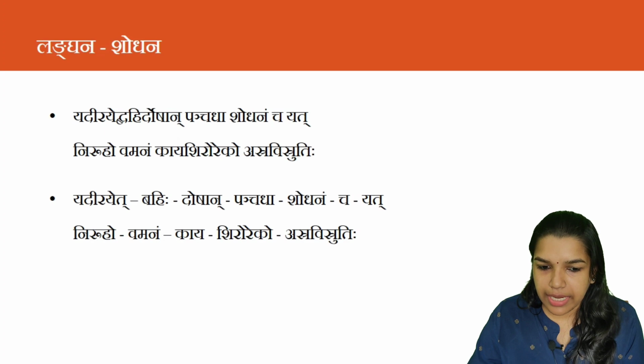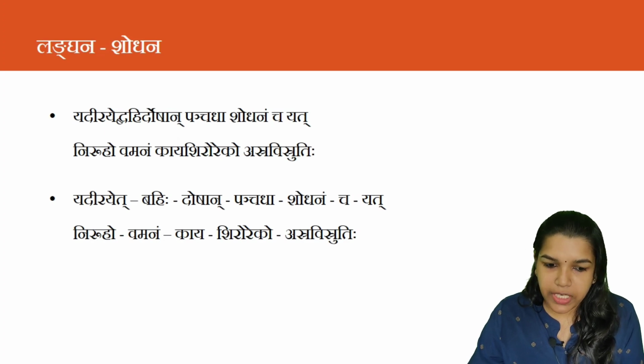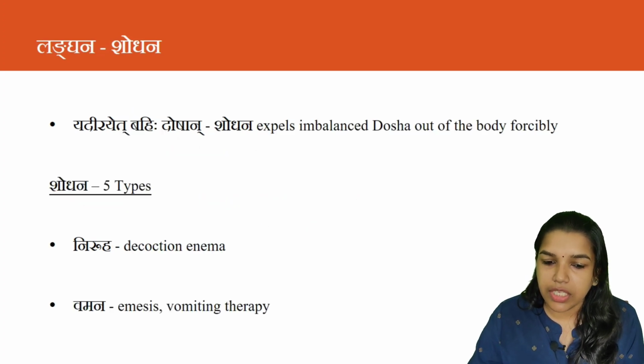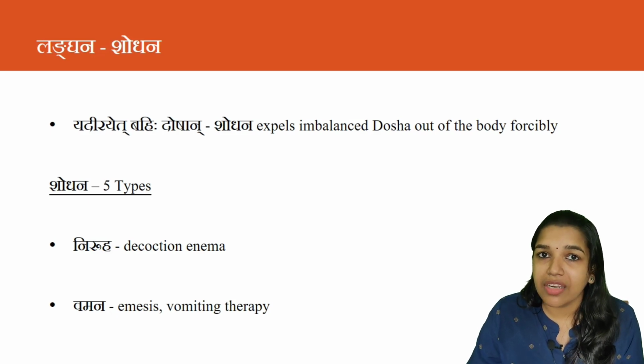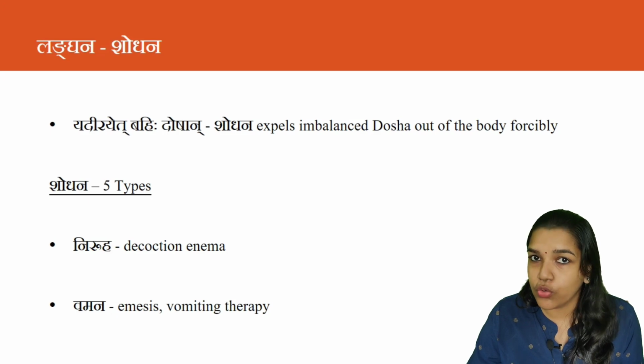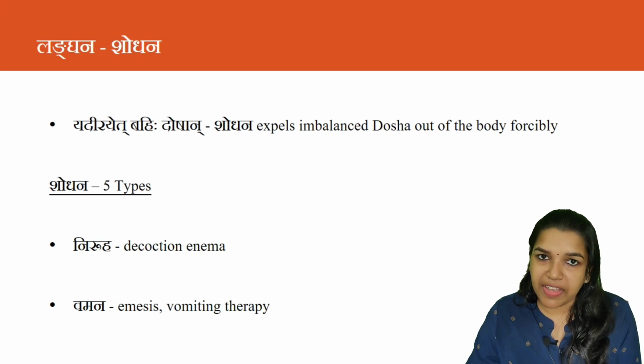So the langhana which is of shodhana type is explained. That is, yadirayet bahir doshan. The shodhana type of langhana will be expelling the imbalanced dosha out of the sharira forcefully. That is based on the 5 panchakarmas.